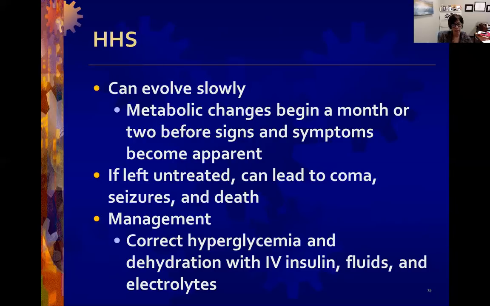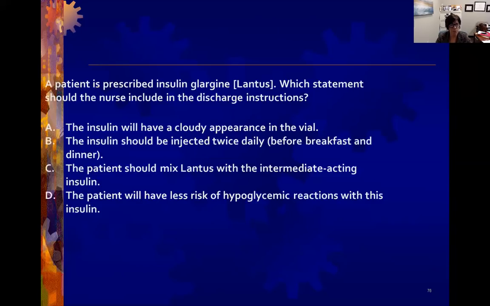So again, I know I kind of went through these and probably confused you, but DKA you see with type 1. HHS, hyperosmolar hyperglycemic non-ketotic, you see with type 2. Again, with the elderly, it's usually more gradual, but both are hyperglycemic states. And dehydration is usually the biggest issue.